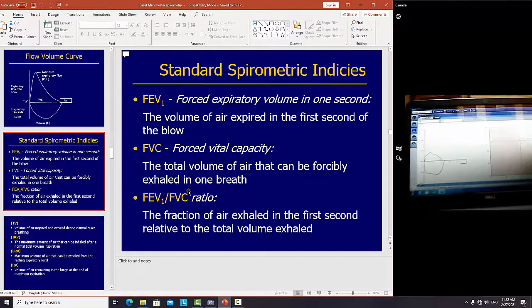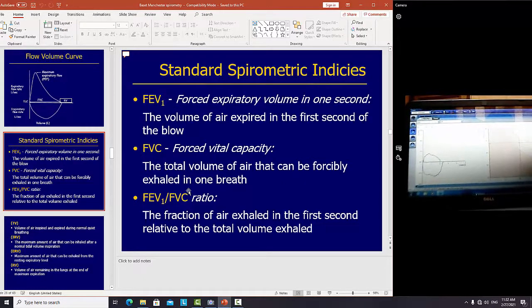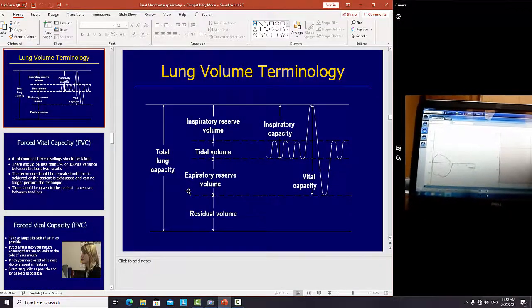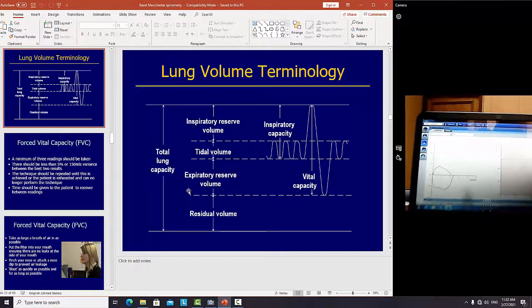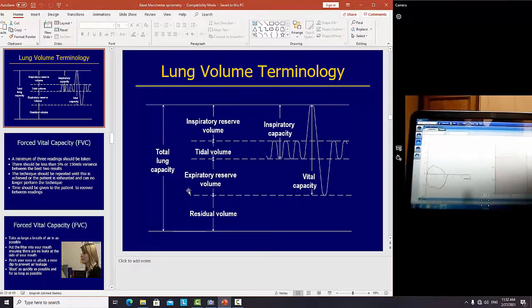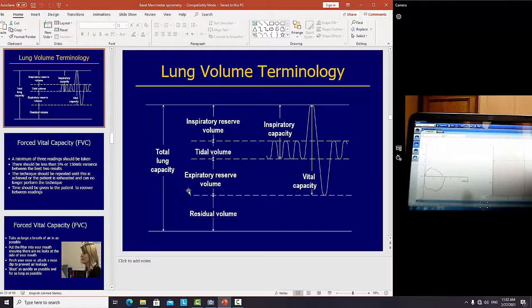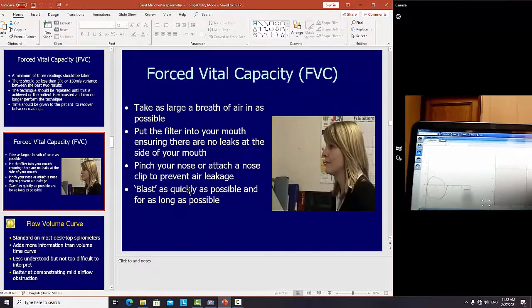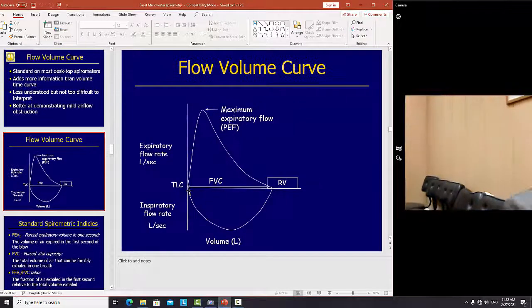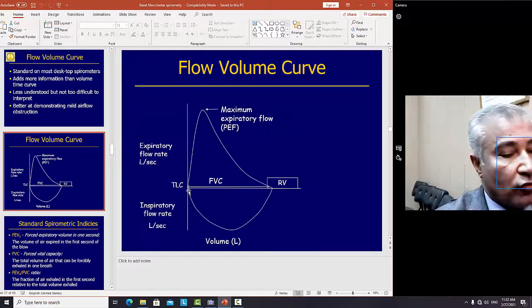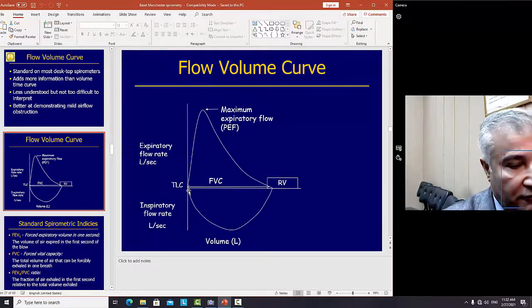After that, how many maneuvers are we doing? We are doing the slow vital capacity maneuver. Here we can detect tidal volume, inspiratory reserve volume, expiratory reserve volume, and slow vital capacity. After that, this is the forced vital capacity maneuver. We can detect the flow volume curve.